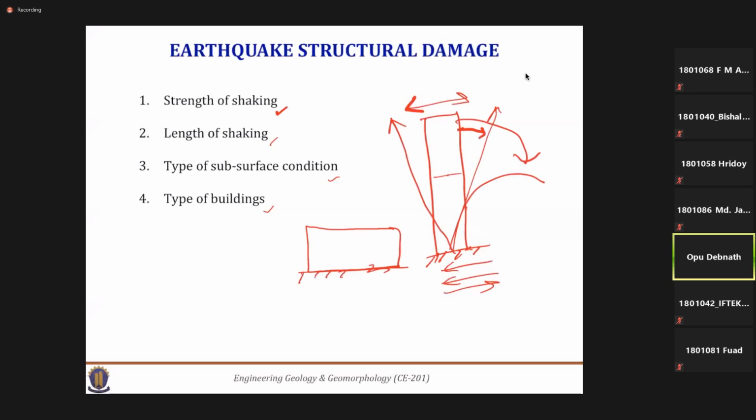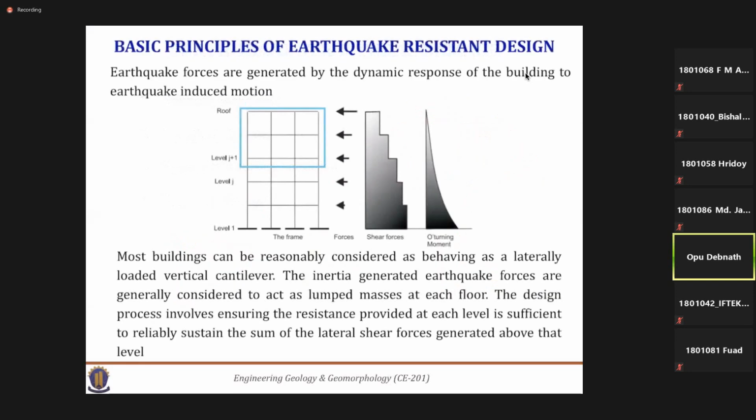Or if you have a building like this, like our department, this is hollow, and this is the building. These are more stable in case of ground shaking. So these are some basic building types.